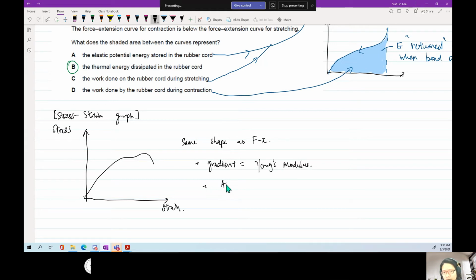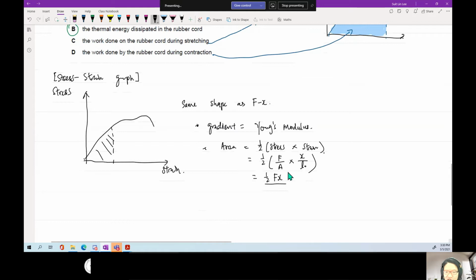And what about the area, miss? Well, let's say it's within the Young modulus and you want to find the area under the graph. You will take half stress times strain. Let's say you just want to find this one now, just to make things a bit easier for us. So what is stress? Force over area. What is strain? Extension over original length. So this half Fx on top is actually the elastic potential energy.